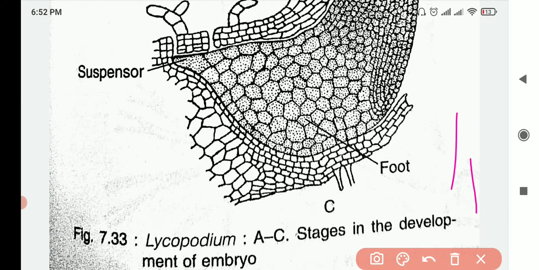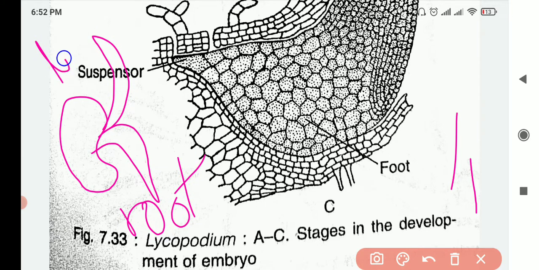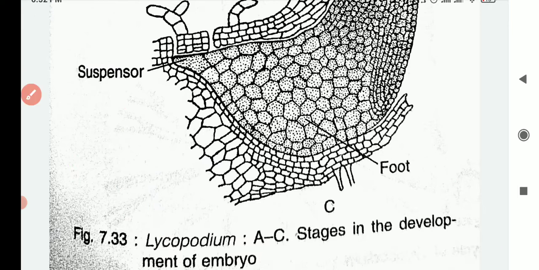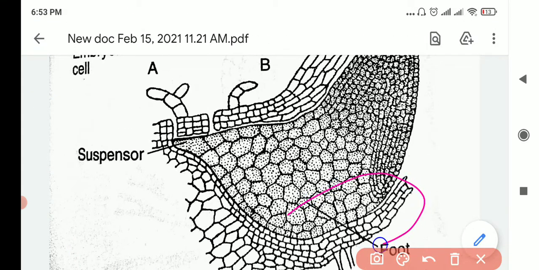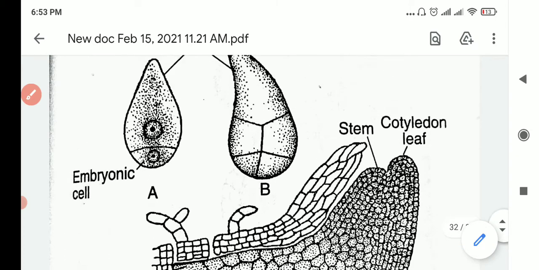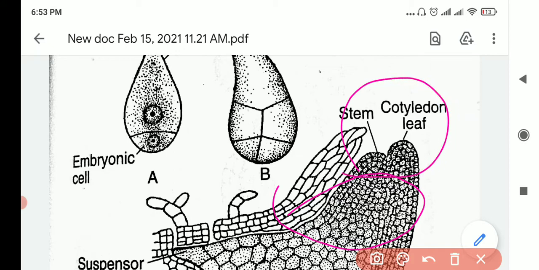Remember in school, you did seed germination like this? Then the radicle comes out. This will become your root, and then the plumule comes out. This will become your leaf and shoots, right? So similarly here, the foot will behave like the root, and then this one will behave like the shoot, this cotyledon leaf.